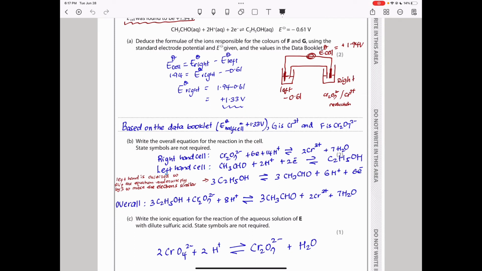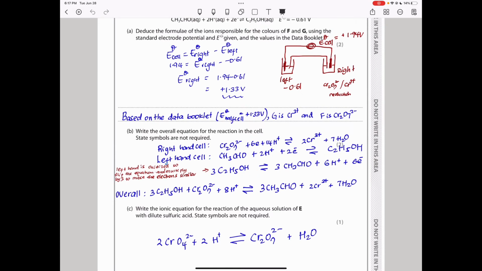So to do that, I multiply this whole thing by 3, which gives us 3 that, 3 that, 3 that, 6 that, and 6 that. I hope you can see that. This equation is multiplied and it's reversed in this step. So when we come here to combine the overall, I'm going to combine this equation and that equation to get the overall equation, as you can see written here. This is the equation that we're looking for.